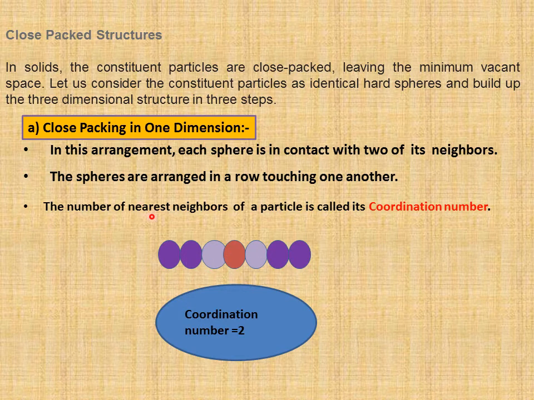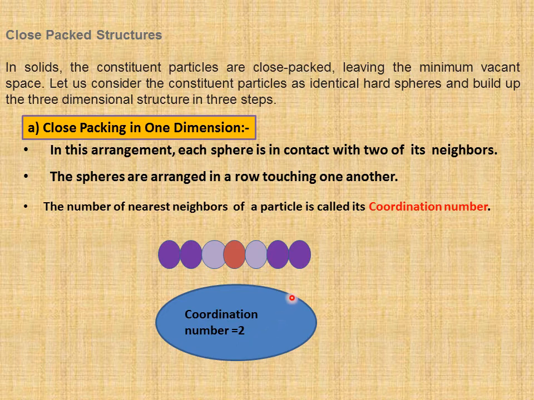The number of nearest neighbors of a particle is its coordination number. Suppose this particle which I am pointing at, how many neighbors are there? 1 towards the left, 1 towards the right. Each of them has 2 neighbors. Therefore the number of neighboring atoms is called the coordination number. So the coordination number is 2.